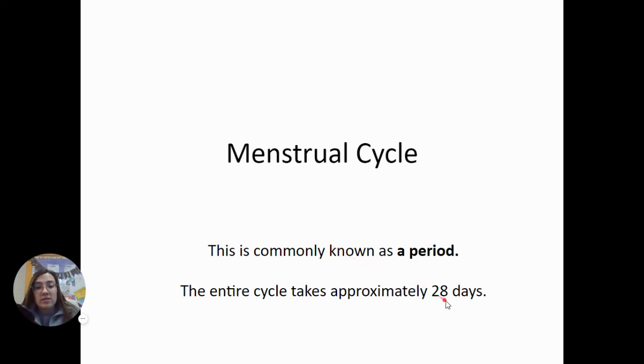This entire cycle takes approximately 28 days. The bleeding part lasts approximately 7 days. And then the remainder of the 21 days is for ovulation, your body producing the lining, and then your body ovulating. So that is there.